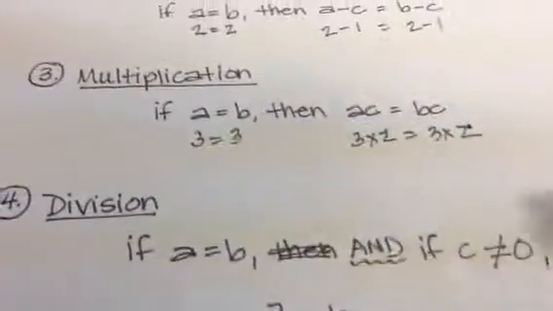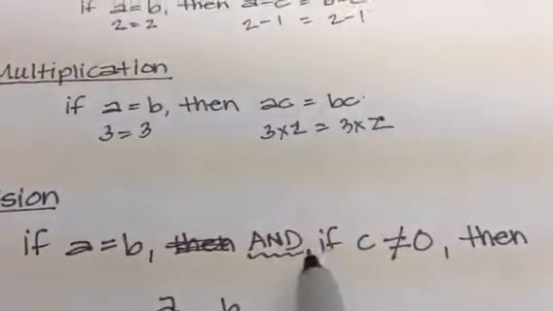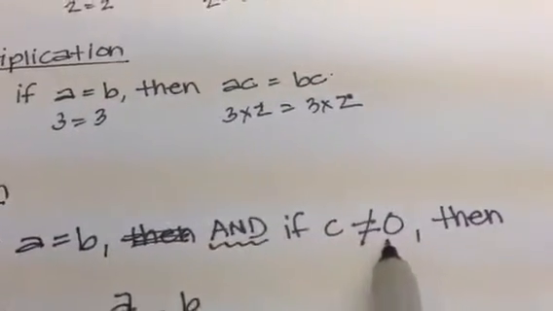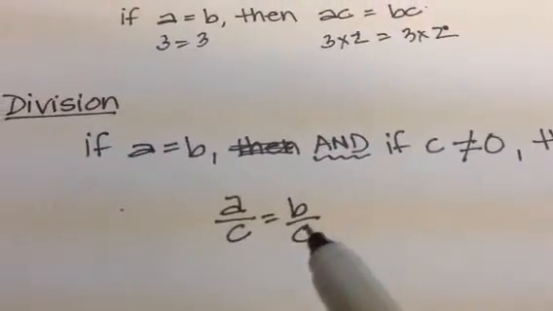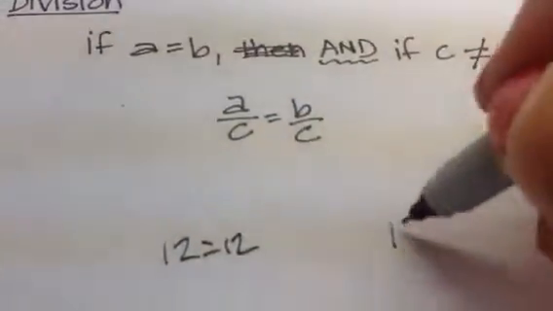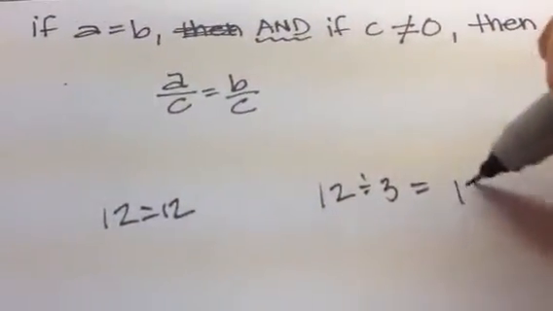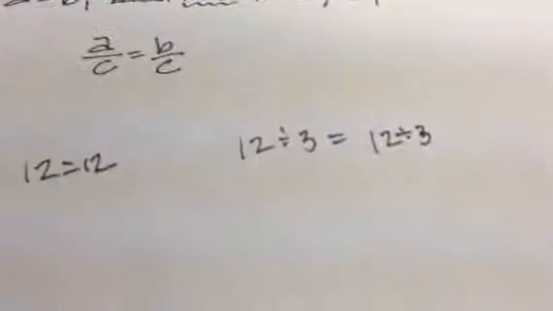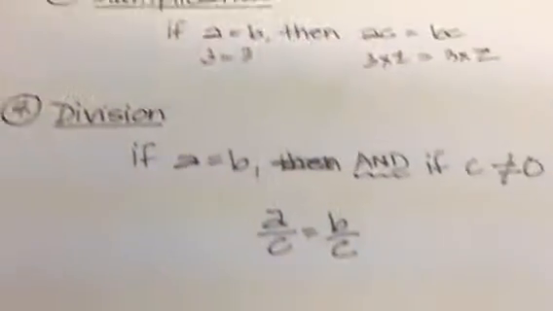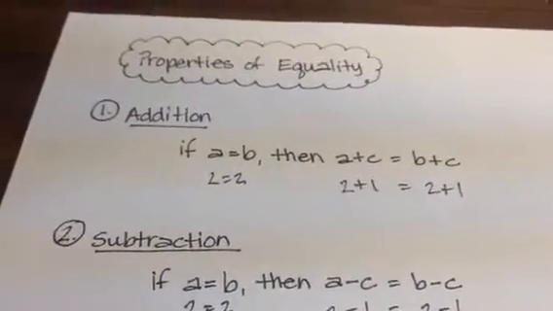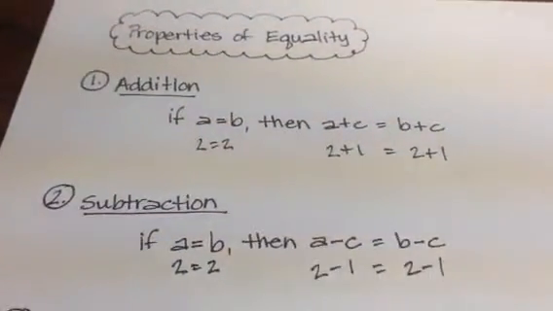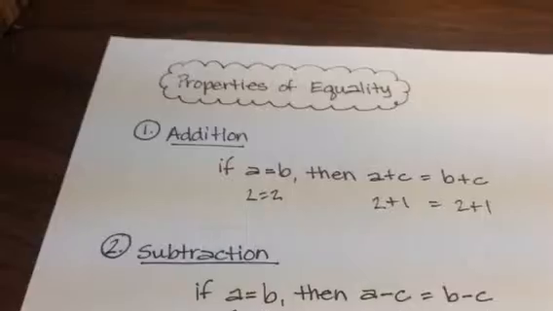Now, division, if A equals B and if C is not equal to 0, then A divided by C equals B divided by C. So let's say A and B are 12. 12 equals 12. 12 divided by 3 equals 12 divided by 3, right? So they're not hard. You just have to know what they are. You just have to be able to see it and label it as, oh, that's a property of equality for addition.